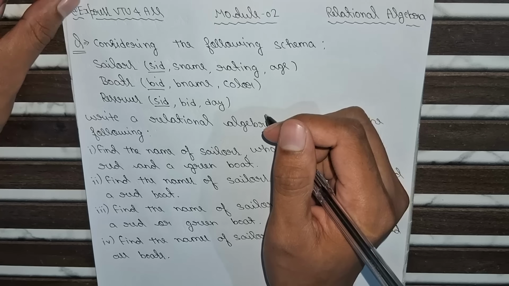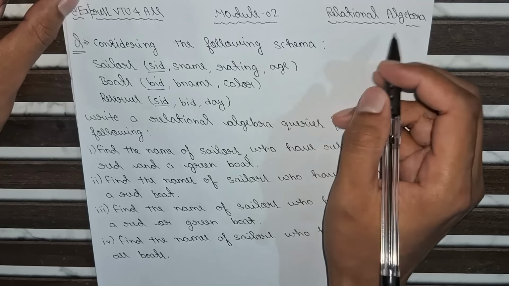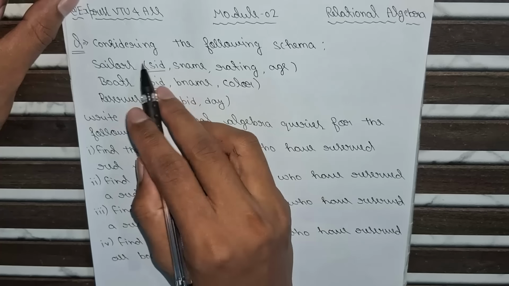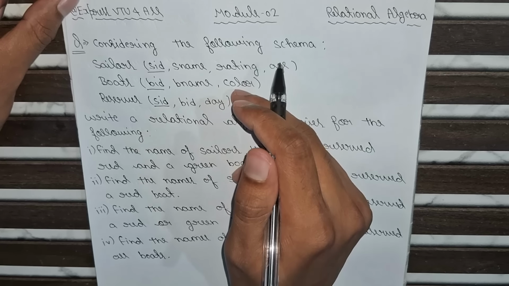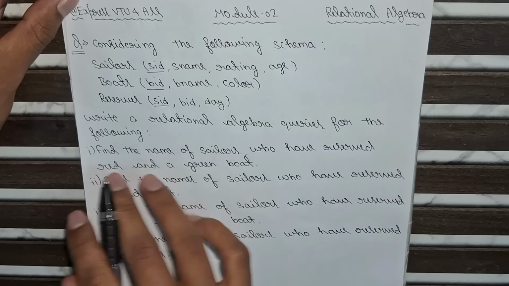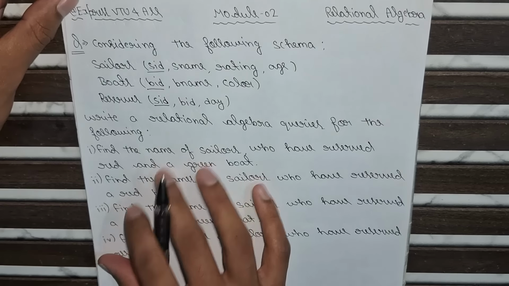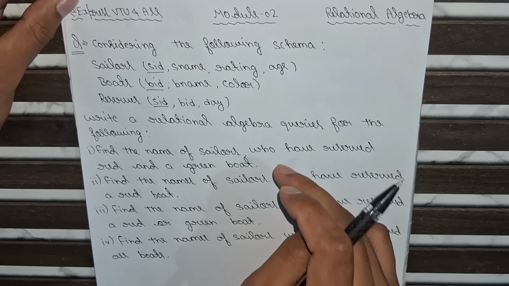In this video, we are going to discuss a very important question from Module 2, which is based on Relational Algebra. So our question is, considering the following schema. Here our three schemas are given. On the basis of that, we have to write Relational Algebra queries for the following questions given here. Here our 5 questions are given. On the basis of these schemas, we have to write the Relational Algebra queries.